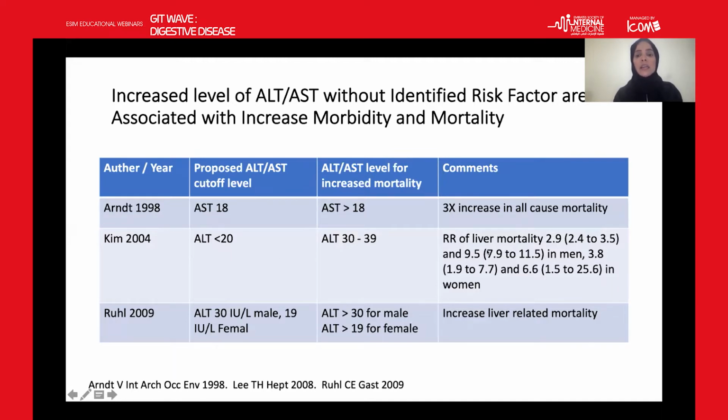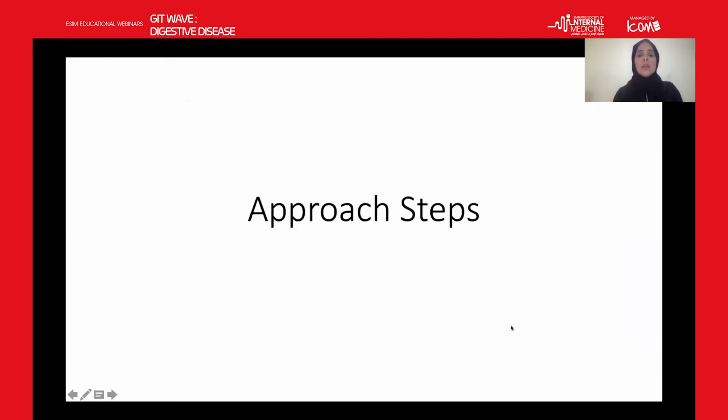More than that can lead to a relative risk of liver mortality of 2.9 to 9.5 in men, and 3.8 to 6.6 in women. The same for Rahul in 2009, the reference range of ALT is 30 in males and 19 in females. If it is greater than that, this will increase liver-related mortality. So what are the approach steps?